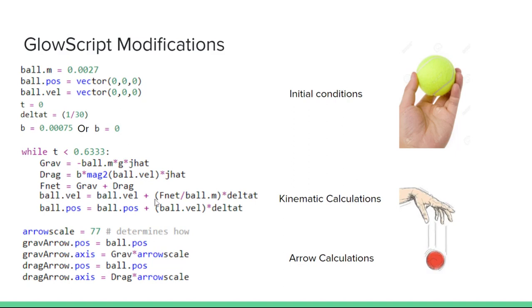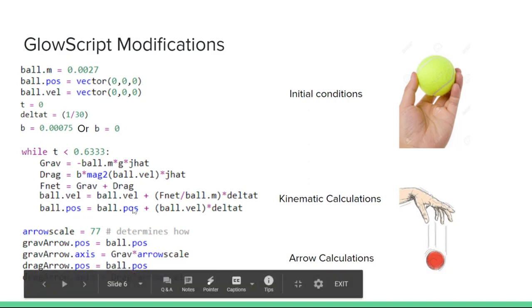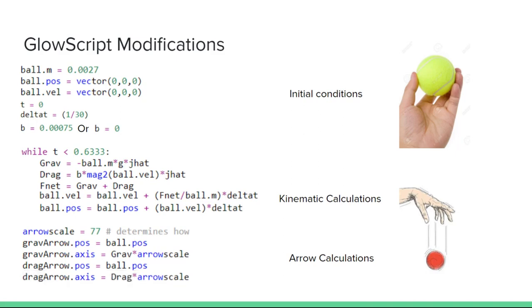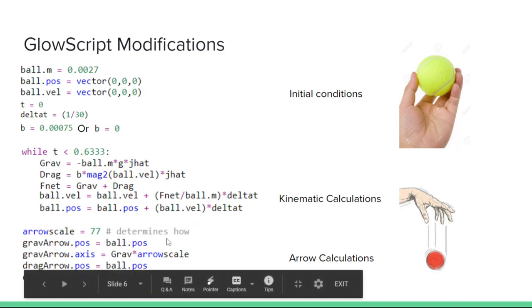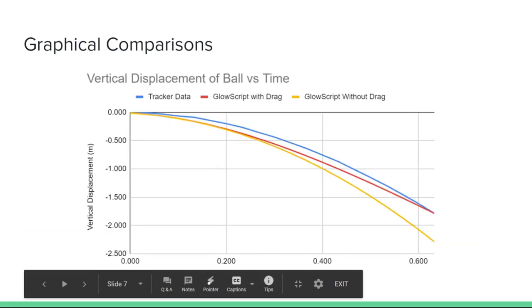I then used the velocity update formula and the position update formula to then get the new values of the ball at each time interval. For the arrow calculations, I simply use the position of the arrows and also the values I calculated before times arrow scale to get an accurate representation of the arrows.